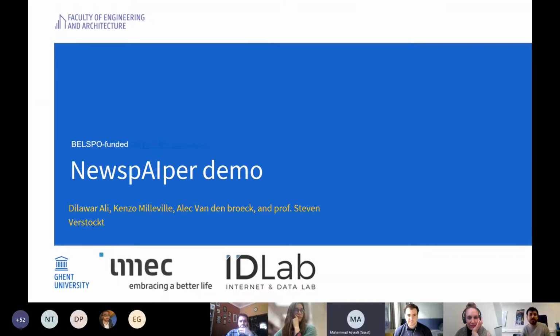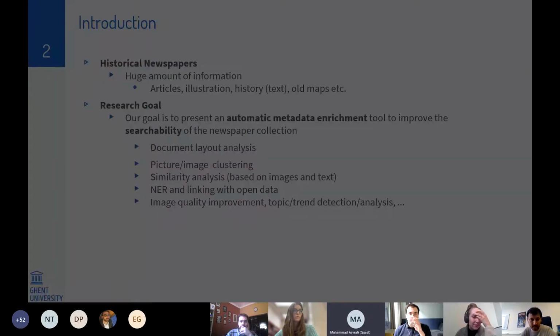So that's basically a newspaper AI demo that is developed on the KBR datasets, and I am Dilawar Ali, a PhD scholar at the IDLab in Antwerp, under the supervision of Professor Steven Verstockt. Ilek and Kenzo are also my colleagues who helped with this KBR demo.